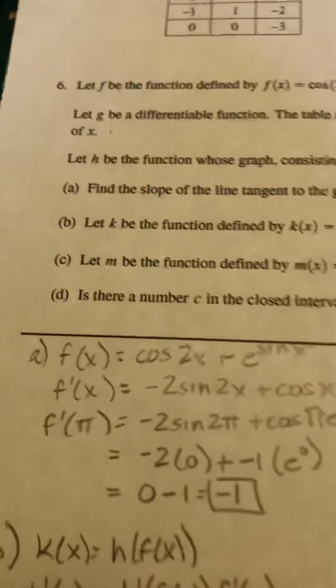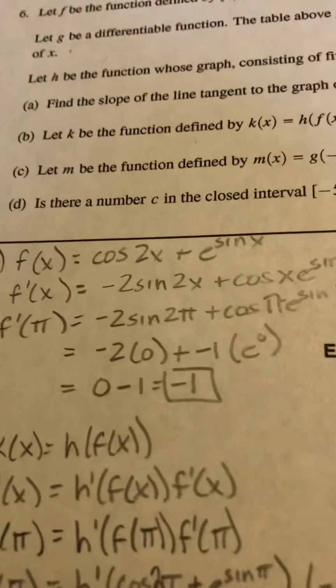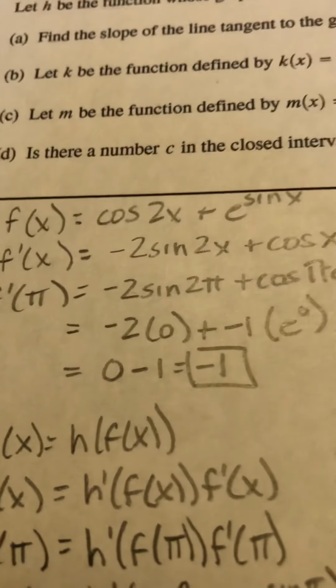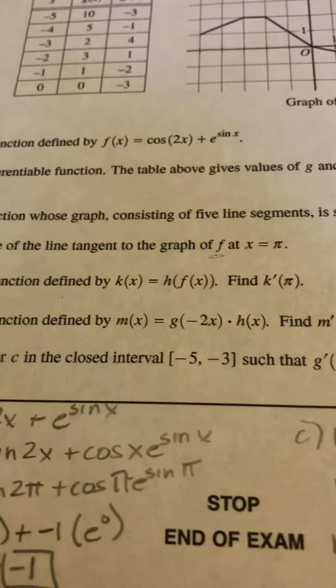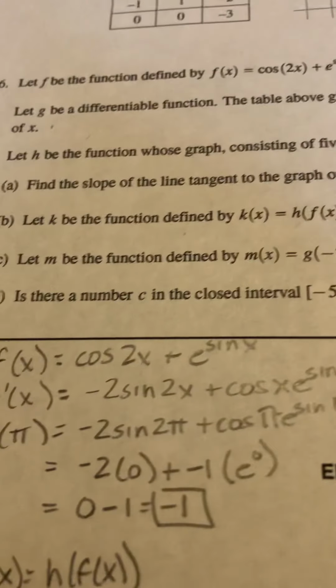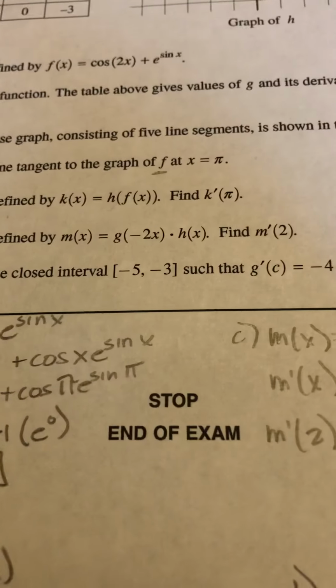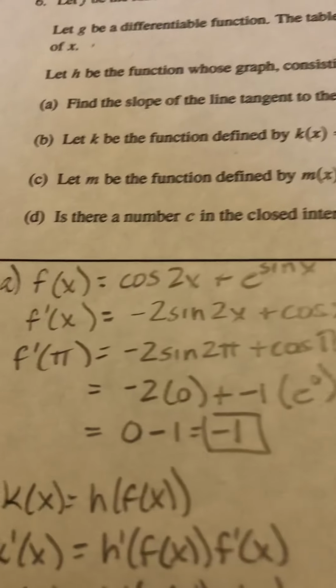Okay, number 6. A lot going on in this question. I like this one. Good possibility for this year. 3 different functions presented with our function, our table of values, and a graph. So part A, find the slope of the line tangent to the graph of f at x equals pi.